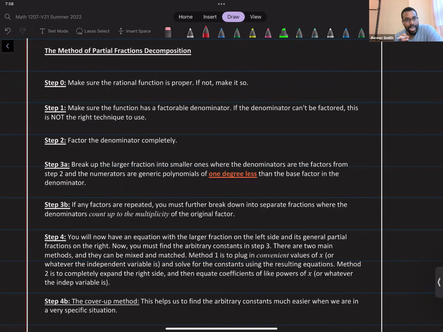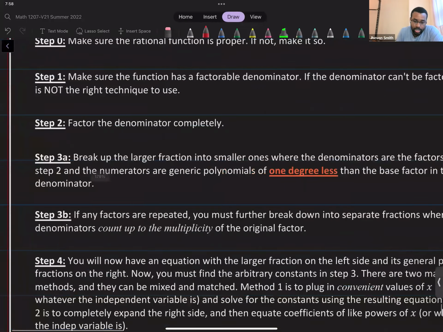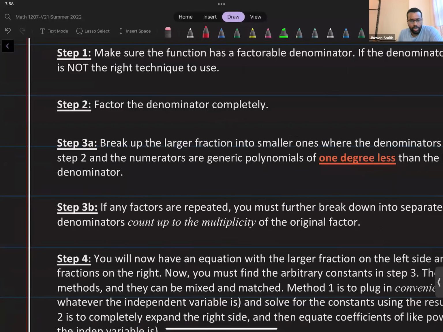So at a glance, these are going to be the steps. You're going to make sure the function has a factorable denominator, and then you're going to factor it fully, right? This should probably be like a step 00. The first two lines here, you have to check them before you even start the technique. But after that, you're going to factor the denominator completely. That's step two in this list, which I'll probably renumber because that's kind of annoying.